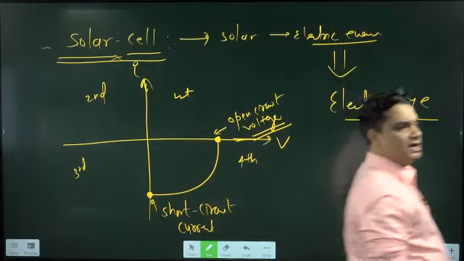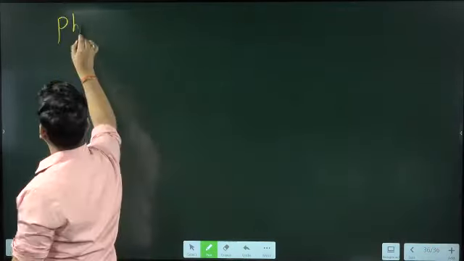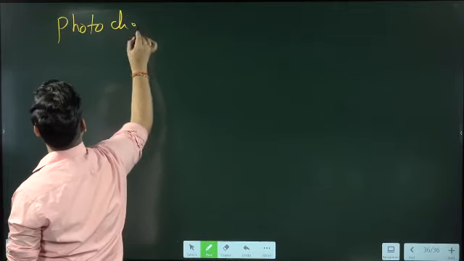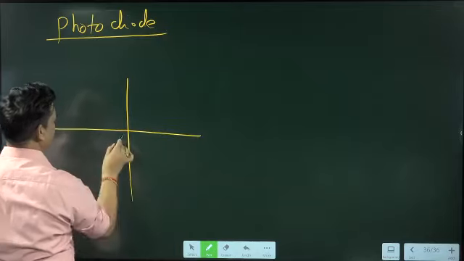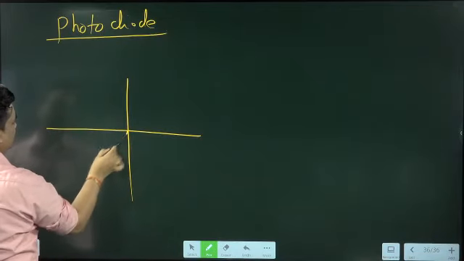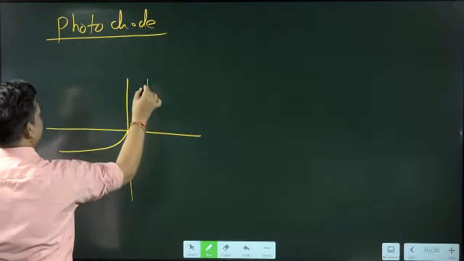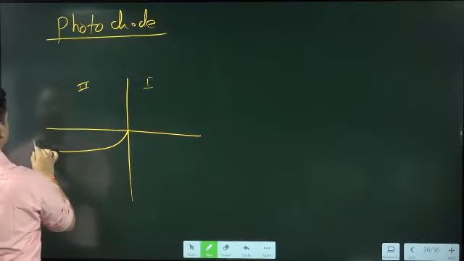Now I'll be going for the next one here. There is the photodiode in this. So for the photodiode, you need to remember the graph. Graph of the photodiode is in this quadrant. This will be the graph of your photodiode, in the third quadrant here.